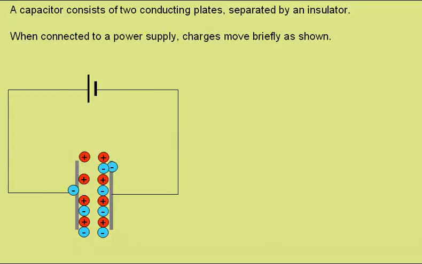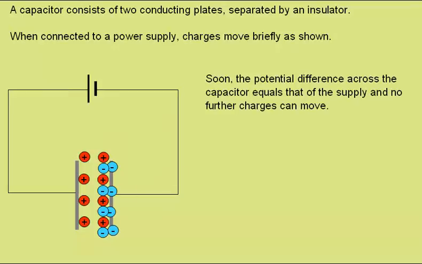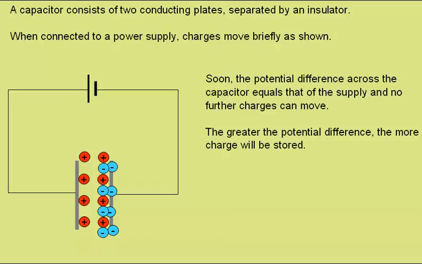So the negative charges are going to move round from the left-hand plate to the right-hand plate. Soon, the potential difference across the capacitor will equal that of the supply, and so no further charges can move. The greater the potential difference, the more charge will be stored, although strictly speaking, as you'll see, it is simply a rearrangement of charge rather than any extra charge being stored.